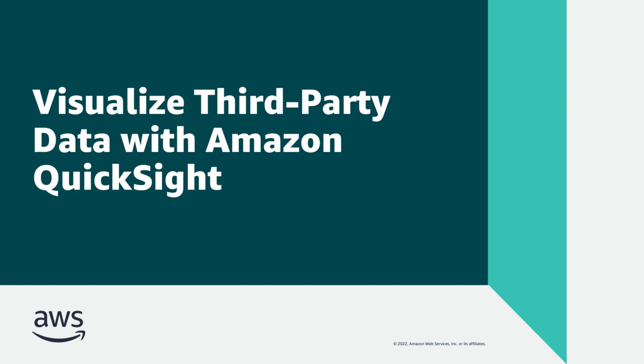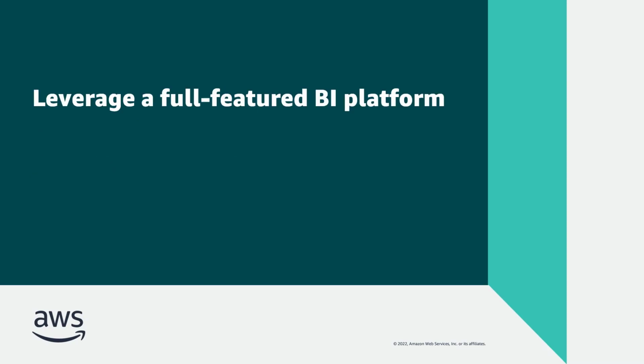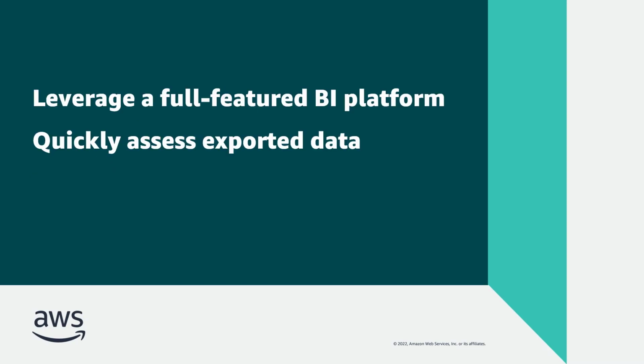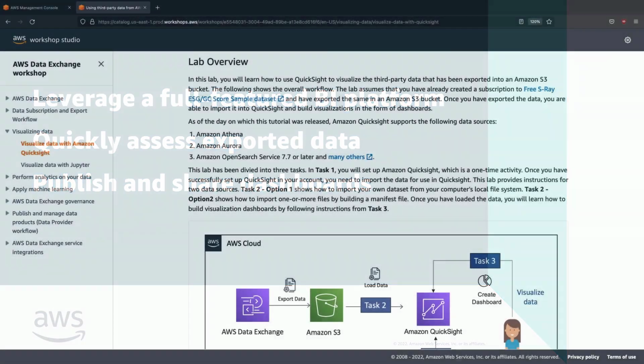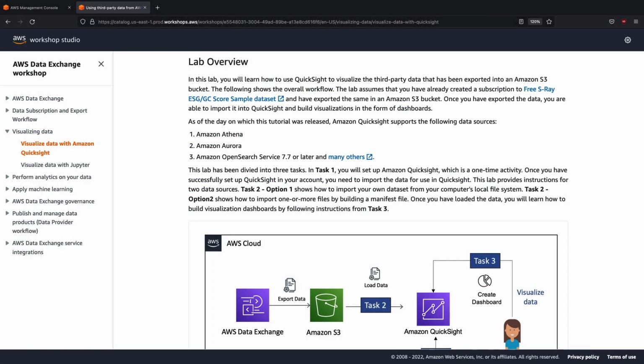In this video, you'll see how you can visualize third-party data with Amazon QuickSight. With this cloud-powered business analytics service, you can leverage a full-featured BI platform, quickly assess exported data, and publish and share dashboards with key stakeholders. Amazon QuickSight enables users of all skill levels to get business insights by building visualizations and performing ad hoc analysis at any time on any device.